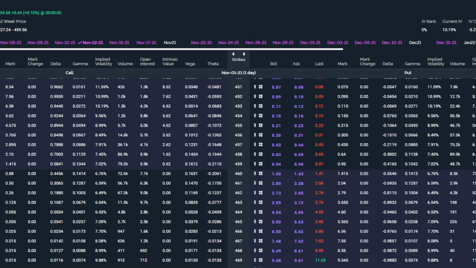So as you can see, there's a lot of data, a lot of numbers on this screen. If you are new to trading, new at options trading specifically, it's going to be very daunting to look at this.